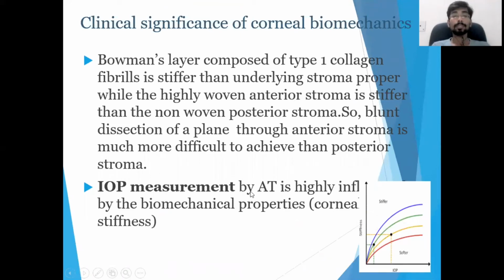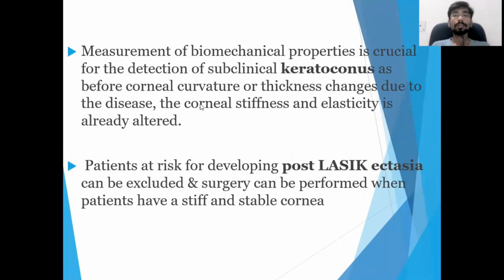IOP measurement by automated tonometry is highly influenced by biomechanical property, that is corneal stiffness. Measurement of the biomechanical properties is crucial for detection of subclinical keratoconus, as before corneal curvature or thickness changes due to the disease, corneal stiffness and elasticity is already altered. Patients at risk for developing post-LASIK ectasia can be excluded, and surgery can be performed when patients have a stiff and stable cornea.